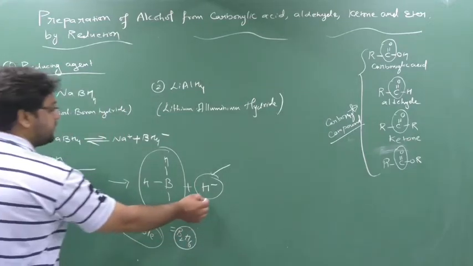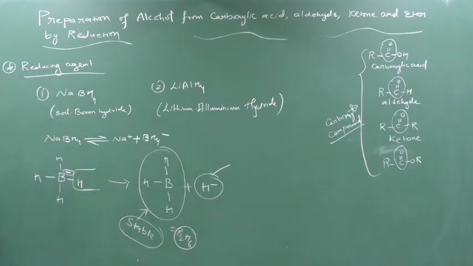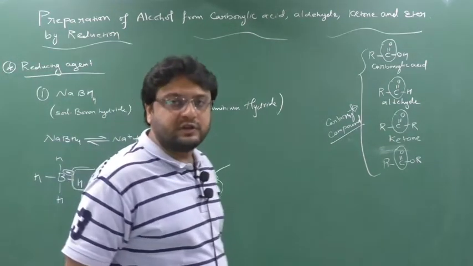How did we get this H minus? We got H minus from here. Clear this part? This H will be released as H minus from here. It will not be released as H plus. It will be released as H minus. Clear this part? So it will be released as H minus.